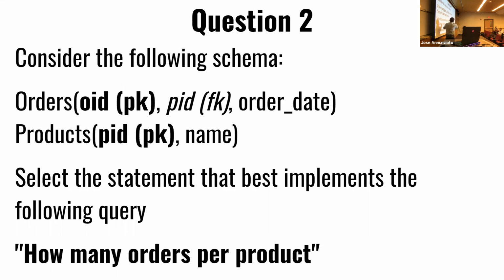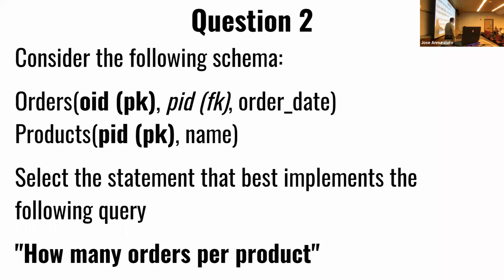And perhaps we might need to join these two, where the foreign key of the order is equal to the primary key of the product. Not necessarily do we need to join. Notice that it's not asking us anything about the product, anything about the name of the product, because the only information that the product table has is the name.